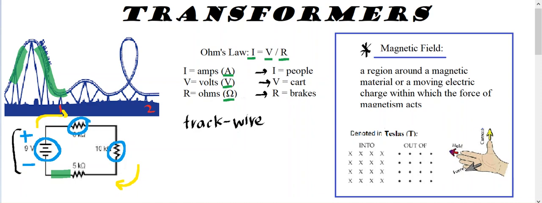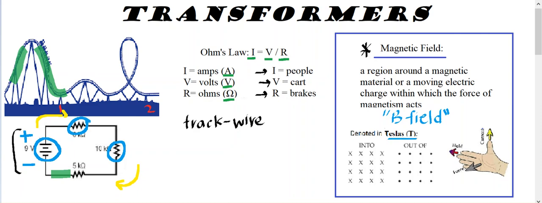Okay? Magnetic field is defined as a region around a magnetic material or a moving electric charge within which the force of magnetism acts. So in other words, how close do you have to be to the roller coaster? What's the area you can be in to feel the wind from the roller coaster? How close, what's the area you can be in from the wire to feel its magnetism? So magnetic field is also interchangeable with the name B field. We will see those used interchangeably. When we denote a B field, it's measured in Teslas by a capital T.